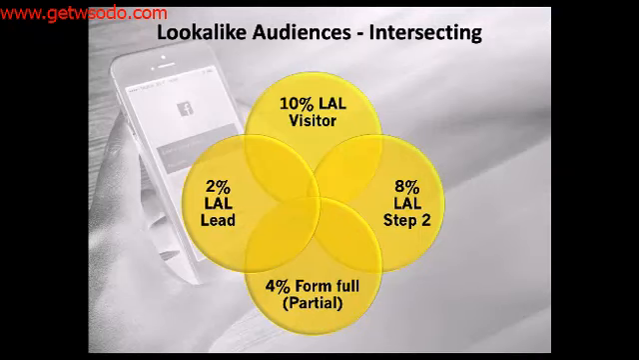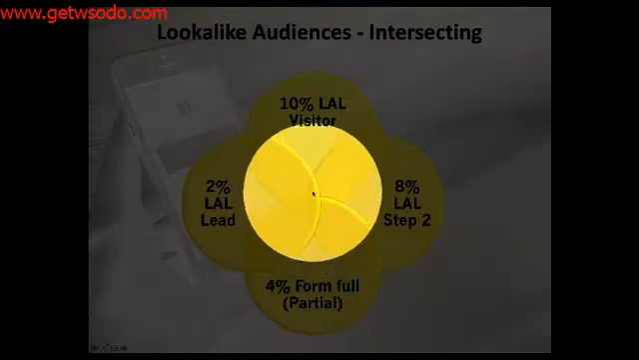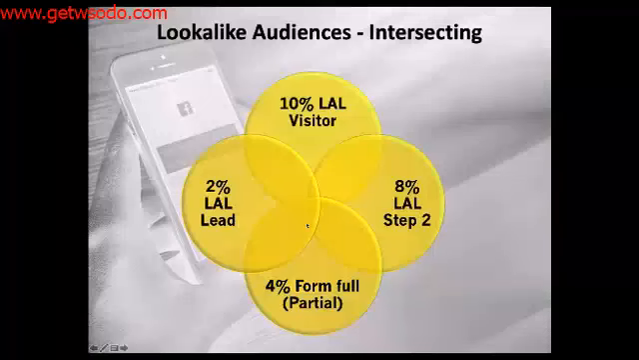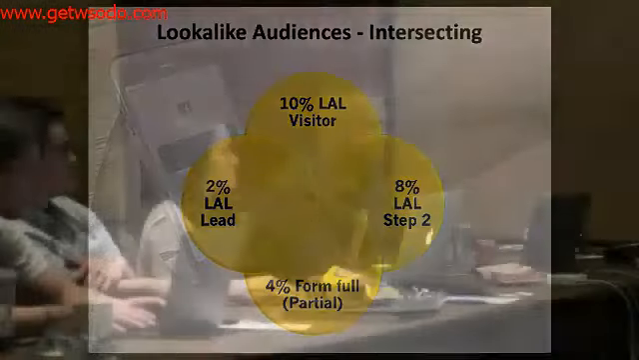So you can say, for example, I want a 10% lookalike of my visitors, overlapped with an 8% of people that made it to step 2 in my funnel, overlapped with a 4% that filled out my form, overlapped with a 2% that converted on the phone. It's going to be a smaller audience, but you get that segment right in the middle where they're likely to visit, pretty likely to make it to step 2, very likely to fill the form out, and extremely likely to be a lead. So you get a really, really powerful audience when you do this.